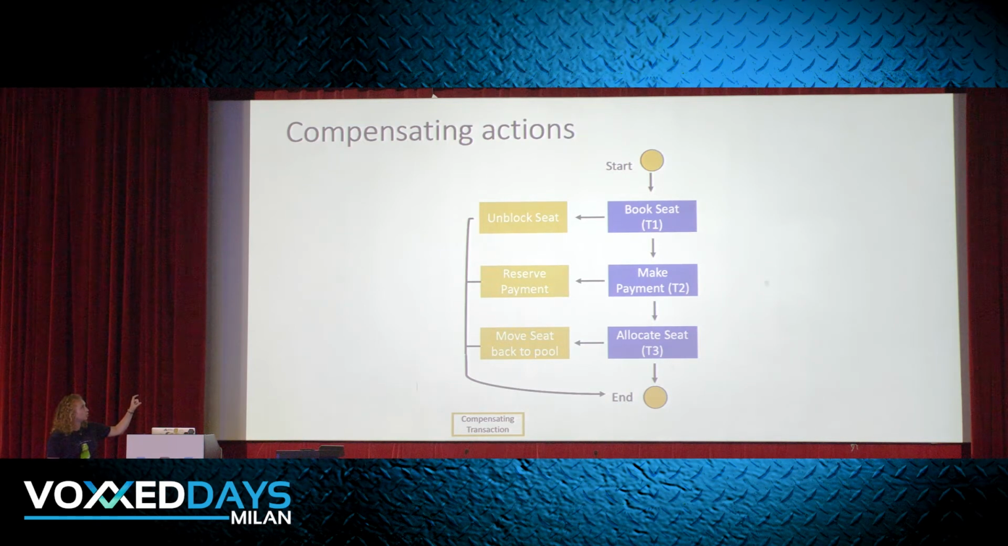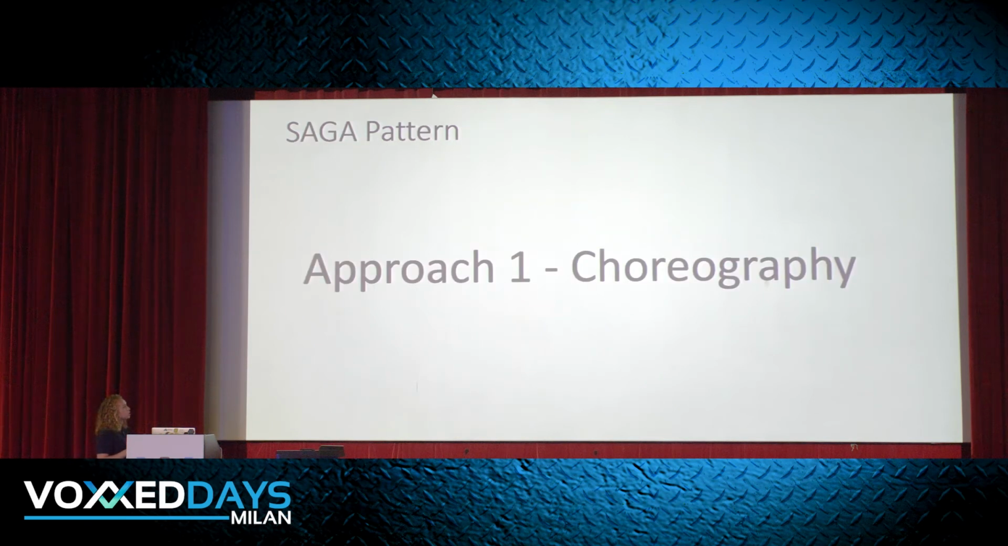The items in blue are the original actions, and the items in yellow are the compensating actions. Again, it's up to you to determine what those compensating actions are, but if we were to book a seat, you probably need to unbook that seat. So generally, they tend to be the opposite. So as I mentioned, there are different approaches that you can take when you are implementing a Saga pattern. The first is choreography, and this is more like the example I just showed.